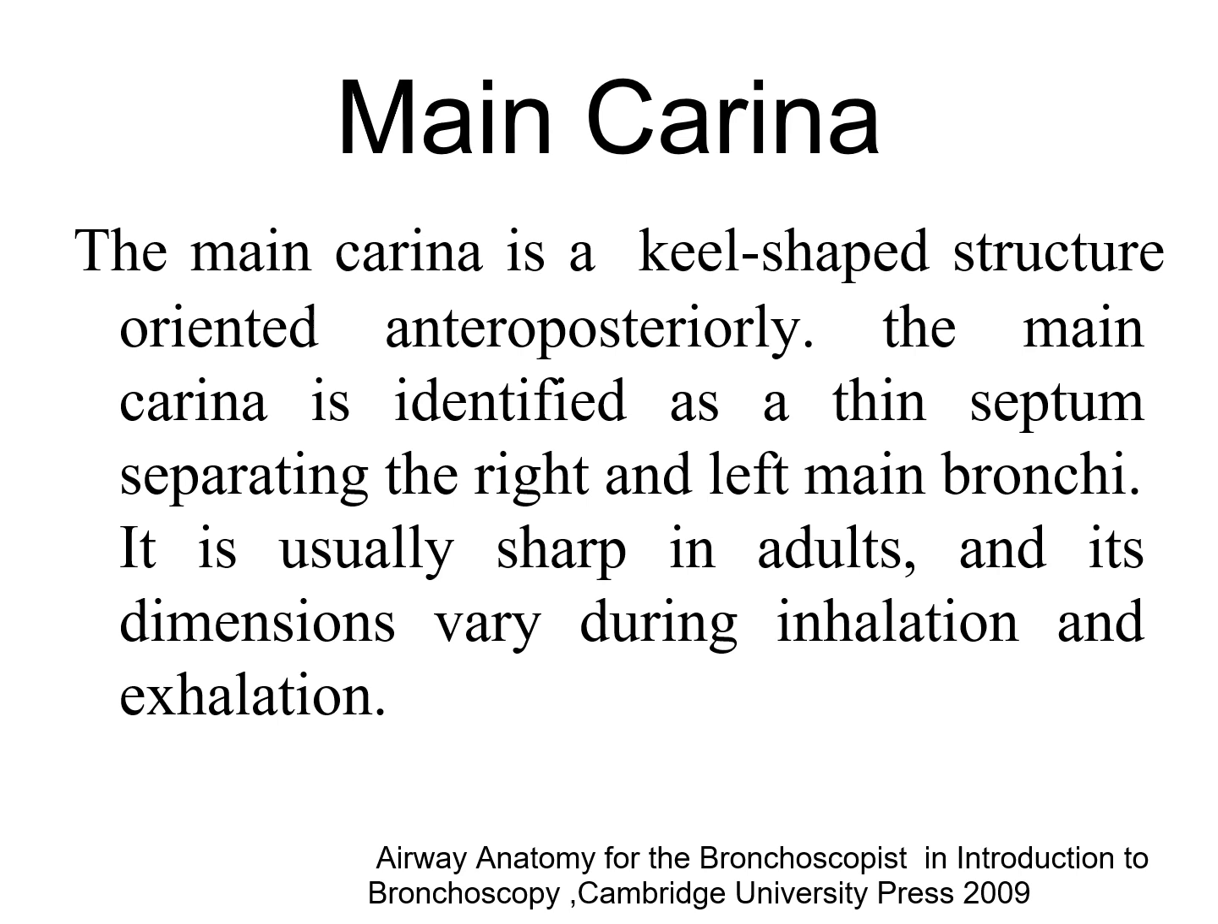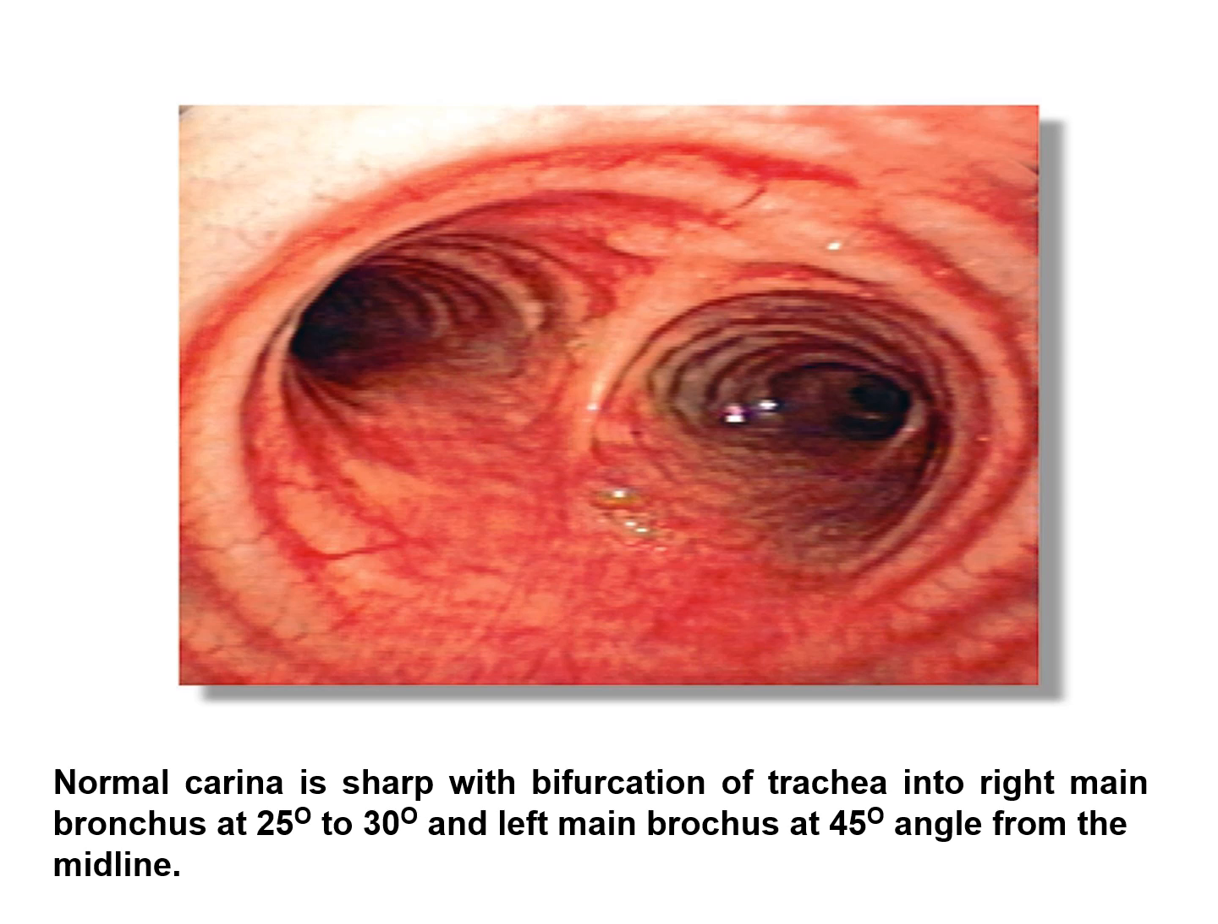Main carina. The main carina is a keel-shaped structure oriented anteroposteriorly. The main carina is identified as a thin septum separating the right and left main bronchi. It is usually sharp in adults, and its dimensions vary during inhalation and exhalation. Normal carina is sharp with bifurcation of trachea into right main bronchus at 25 to 30 degrees and left main bronchus at 45 degree angle from the midline.